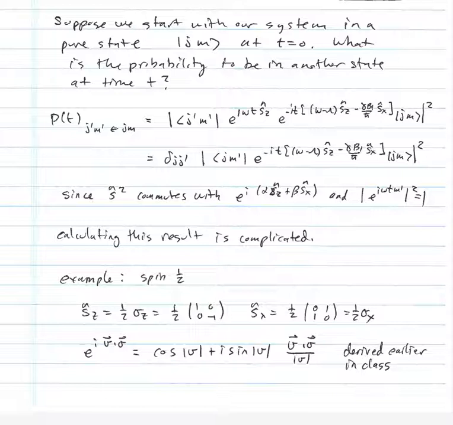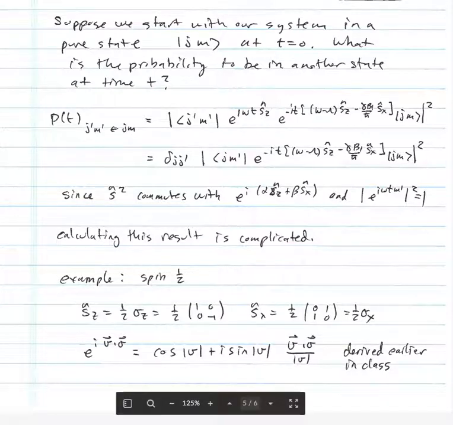This is very similar to what was being calculated in that case. We have this complicated exponential we need to evaluate that's acting on this term Jm, and then we need to take the overlap with Jm prime and just figure out what that is. Okay? So calculating this result in general is complicated.